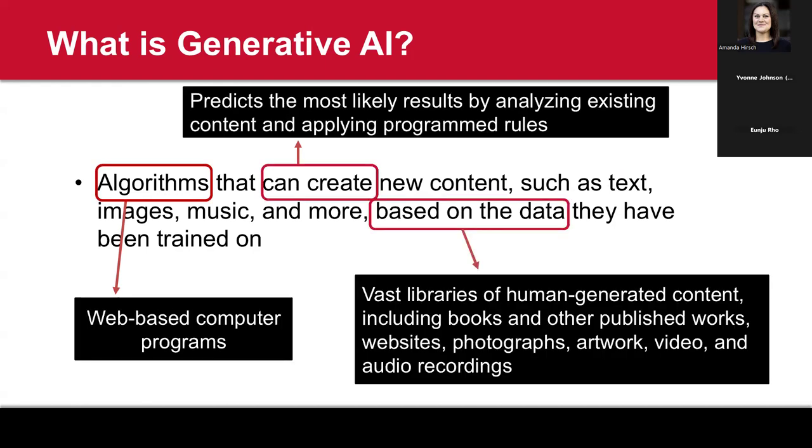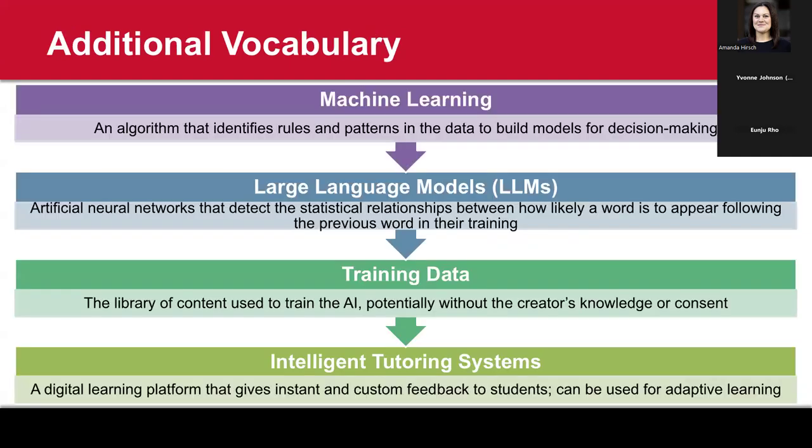And then based on data. So they have vast libraries of human-generated content, including books and other published works, websites, photographs, artwork, video, and audio recordings that the AI is trained on. So it is trained on human-generated content.